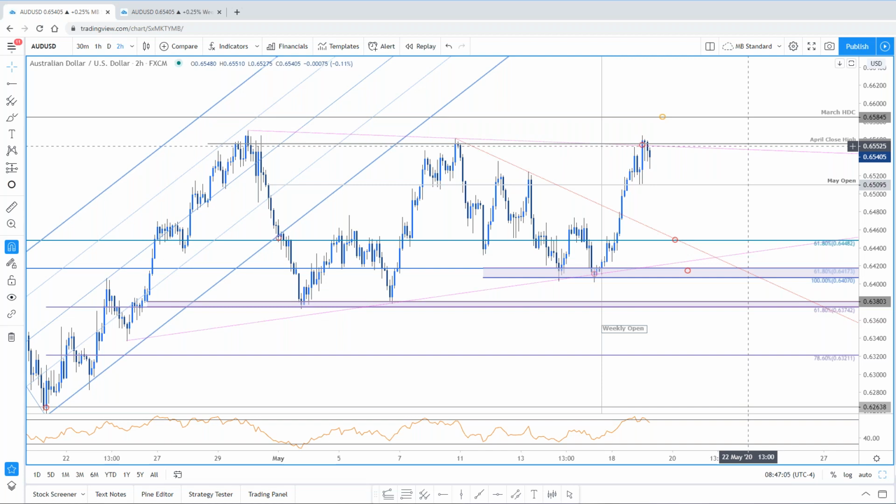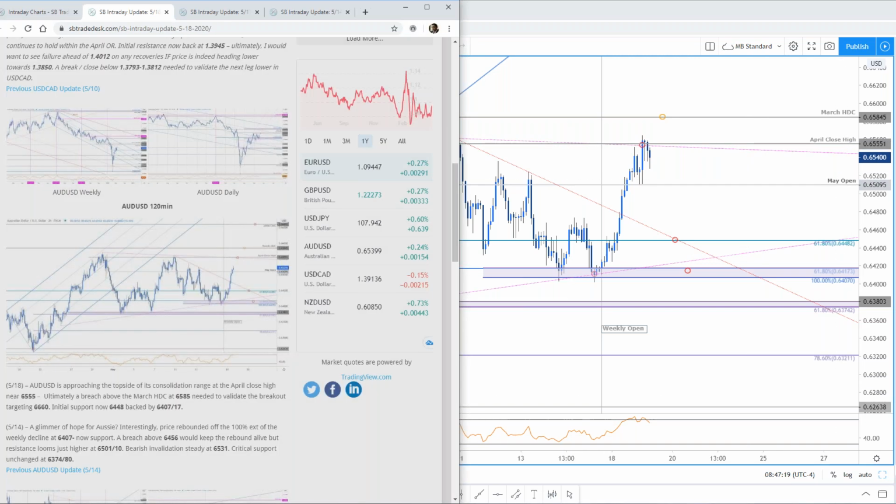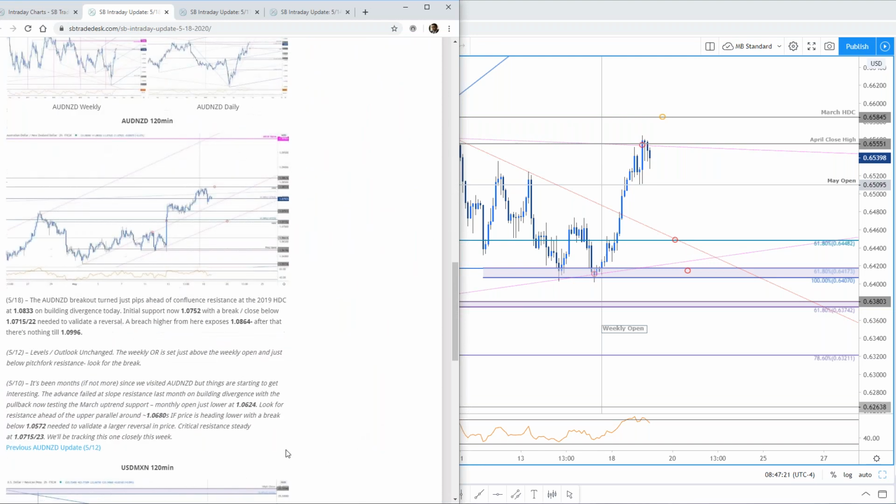It's an interesting spot for Aussie. Very interesting spot for Aussie. Now, what does that tell us about Aussie Kiwi, which is another one that was brought to our attention here in the webinars? Someone was asking about it, and it came into our attention last week.